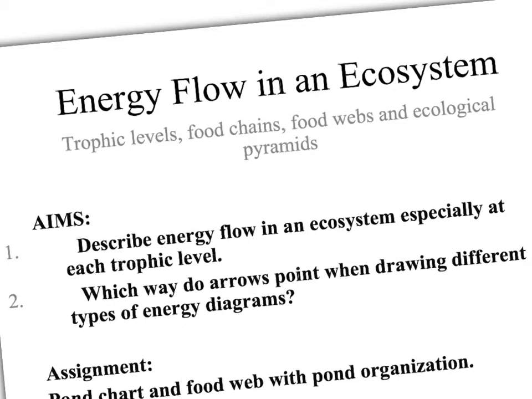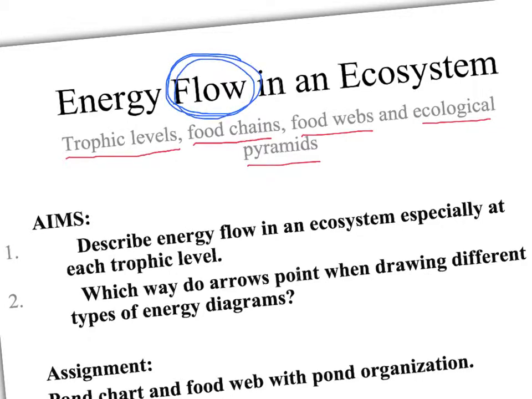Welcome, students. Today's learning journey is going to be about energy flows in an ecosystem. We're going to look at trophic levels, food chains, food webs, and something called an ecological pyramid. The big word for today that we're going to focus on is this concept of flow. Energy flows. That means it moves from one area in a direction to another area.